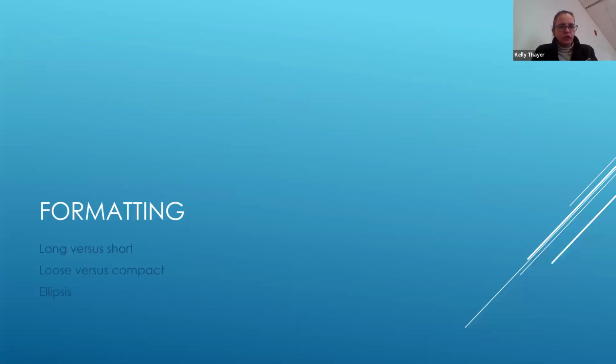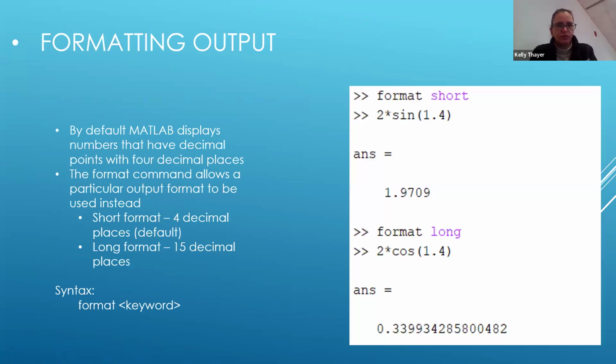All right, there's also useful things we can do with the formatting. We have long versus short, loose versus compact, and the ellipsis notation. This is mainly just for working interactively with MATLAB. By default, MATLAB will display numbers that have decimal points with 4 decimal places, but the format command allows a particular output format to be used instead. So the short format will be 4 decimal places, which is the default, and the long is 15 decimal places, which you probably don't need. So you could just do format and then specify what it is you want. And if for some reason you don't have the shorter format, you can just do format short in your script, and it will do that henceforth.